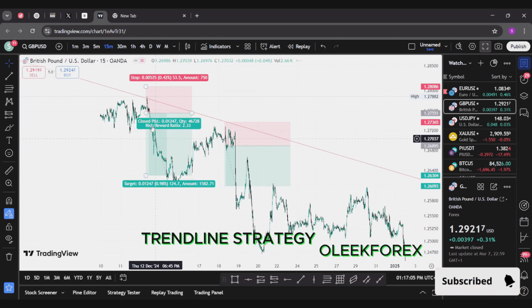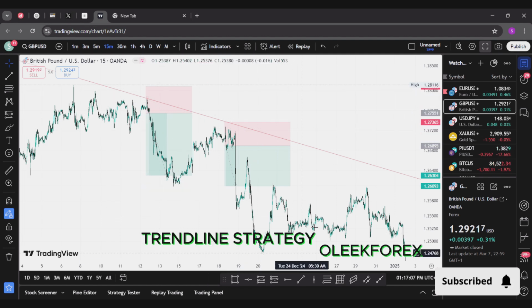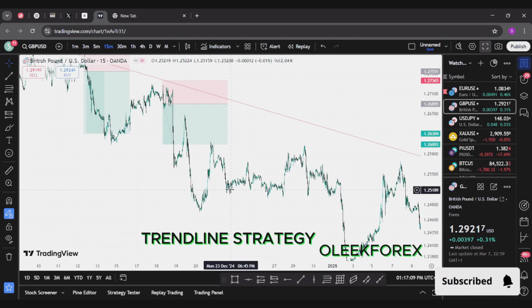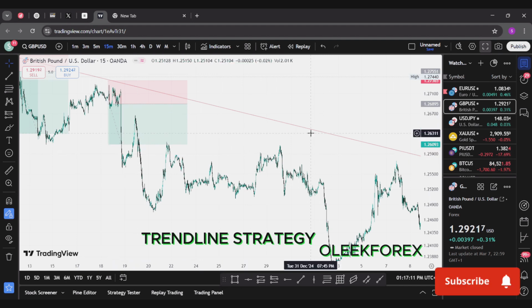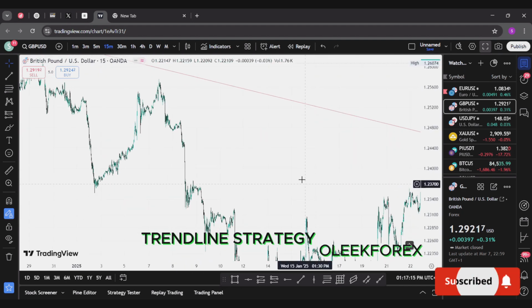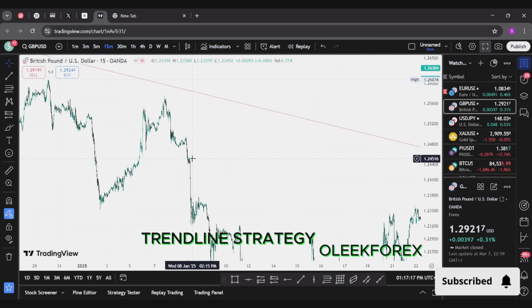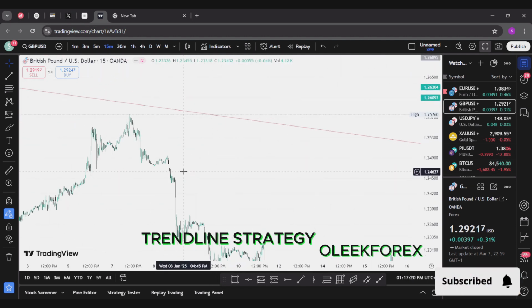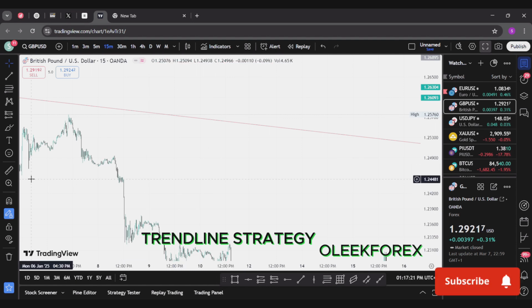Look at where we took those trades. You can see how price continues respecting this line, how it keeps going. These are trades that you can maximize and take. They are deeper, so you just use the trend line.